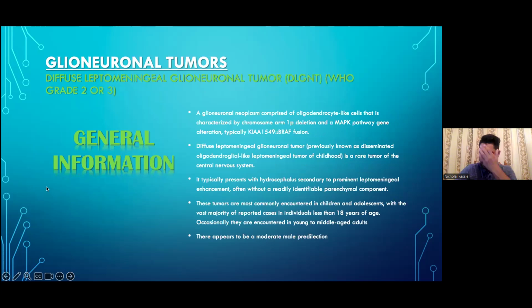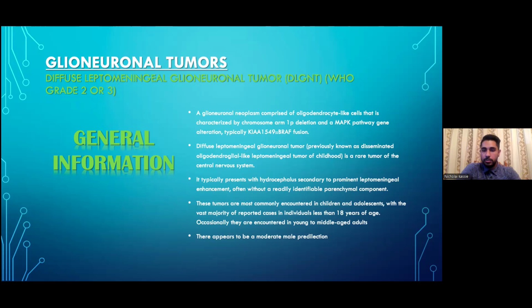So moving on to the next tumor, diffuse leptomeningeal glioneuronal tumor, DLGNT, usually found as a WHO grade 2 or grade 3. These types of glioneuronal neoplasm comprise oligodendrocyte-like cells and are characterized by chromosome arm 1p deletion and a MAPK pathway gene alteration, typically KIAA1549-BRAF fusion.